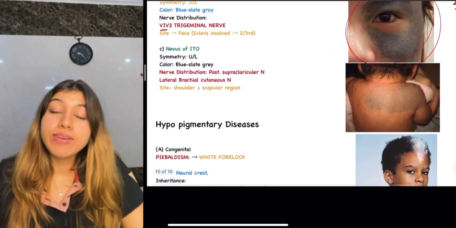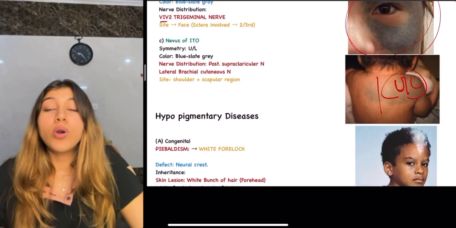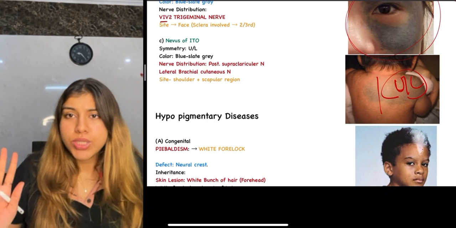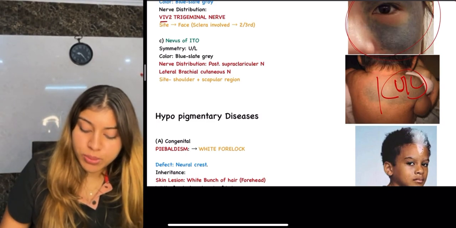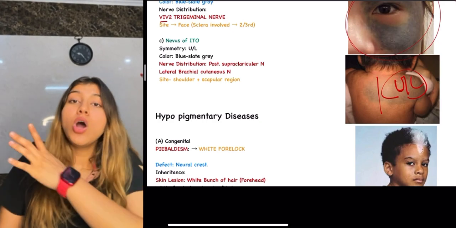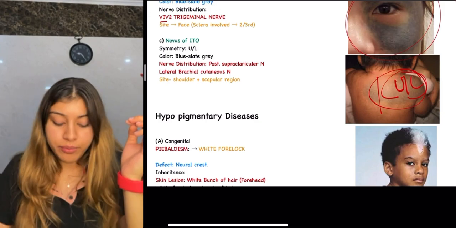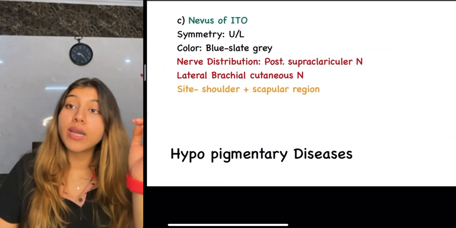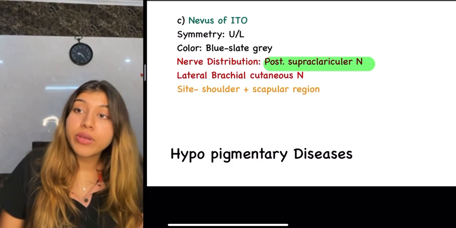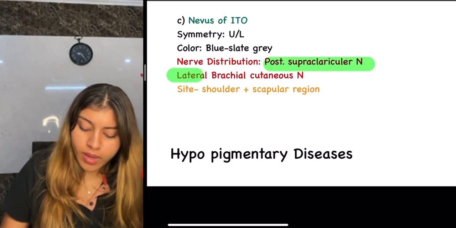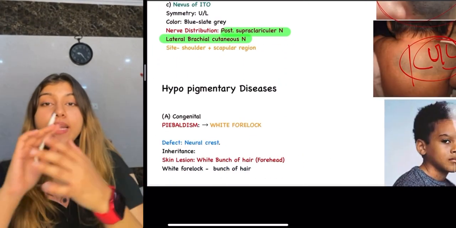Now, guys, your nevus ito, again, it is going to be unilateral in nature. Okay, and it is again going to be this bluish color discoloration. But where is the distribution going to be present, guys? The distribution is going to be present on your shoulder or your scapular region. And what is your nerve distribution? Very important. It is the posterior supraclavicular nerve or your lateral brachial cutaneous nerve. Okay. Now guys, with this we're done with our hyperpigmented.